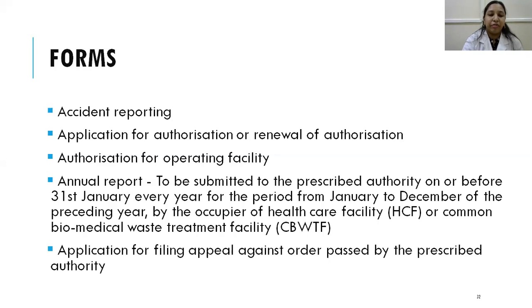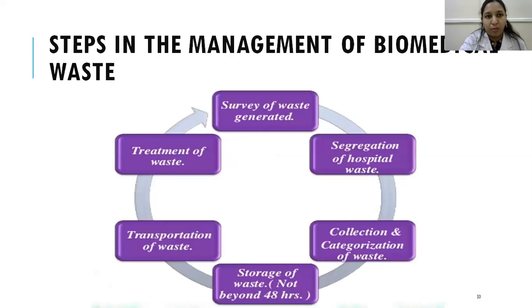And the fifth form is the application for filing an appeal against an order passed by the prescribed authorities. The authorities may be releasing certain rules and guidelines. If the occupier or operator is unhappy with an order, they can file an appeal to the High Court or the district court present in their area. So, after knowing all this, the ultimate summary is the steps in the management of biomedical waste.